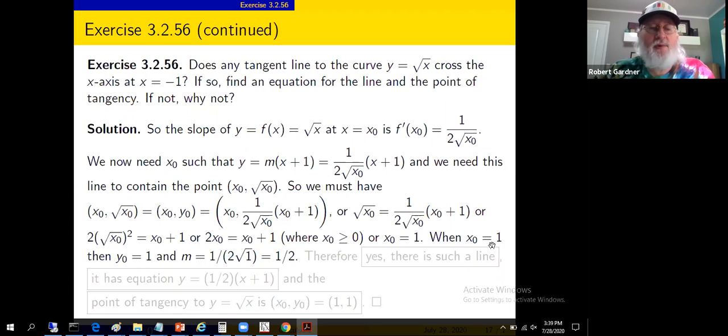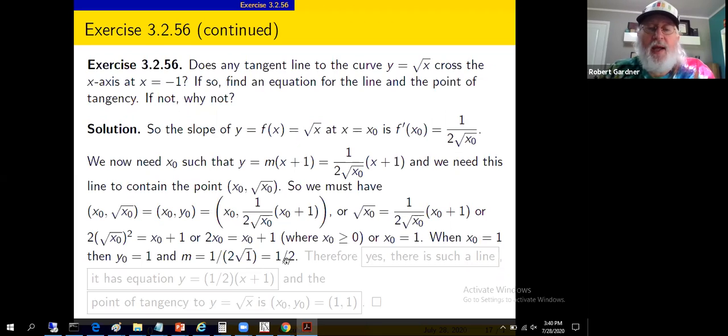So when x sub 0 equals 1, we can figure out what y sub 0 is. Plug in maybe here. We'll have a 1 in the denominator, giving 1/2 times 1 plus 1. That gives us 2 over 2. Yeah, that gives us y sub 0 equals 1. So that point is 1, 1. How about the slope? I've got it written, m equals somewhere. Here's the slope right here. It's 1 over 2 square root of x sub 0. X sub 0 equals 1. That slope must be 1 over 2 square root of 1. Must be 1/2.